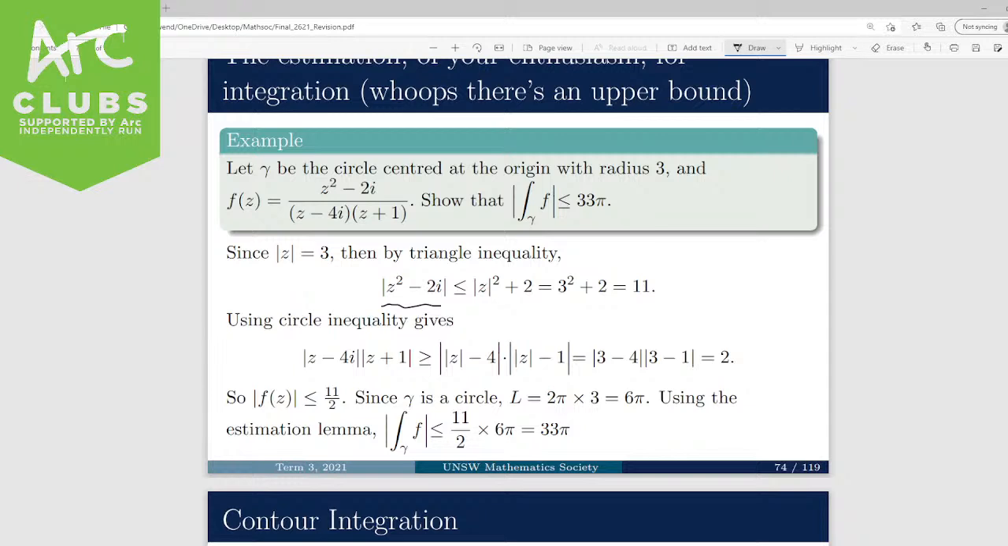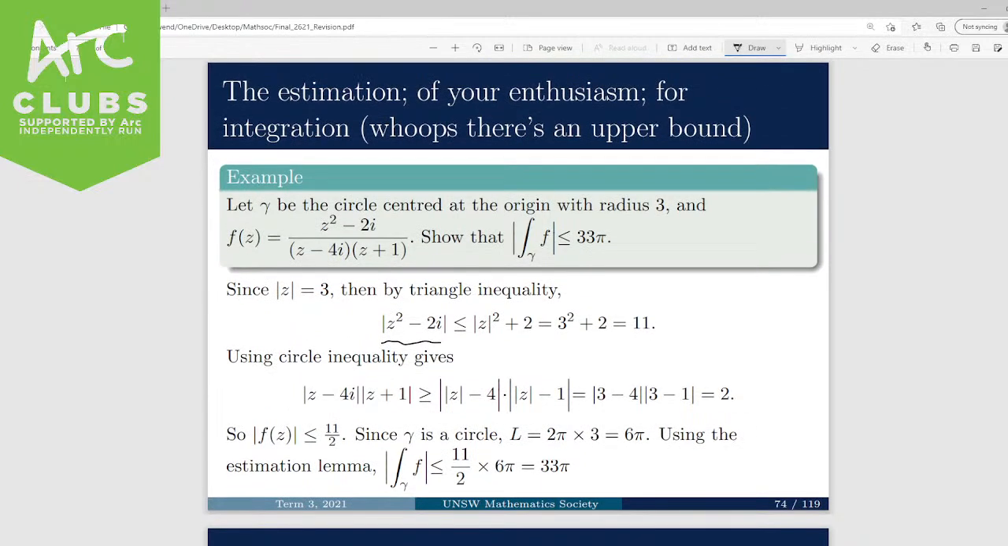Now, since your gamma is a circle, you are blessed. Its length is simply the circumference. You don't have to use the fancy length of a curve formula from back then. And then 2 pi r will give you 6 pi. So according to the ML lemma, you got 11 on 2 times 6 pi as that maximum for the modulus of the integral of f to give you 33 pi. So yeah, that's lovely.